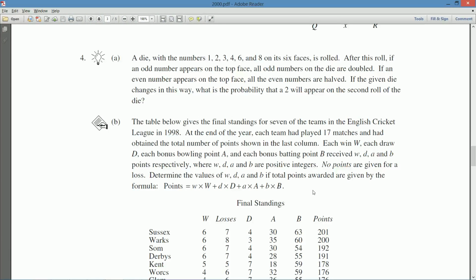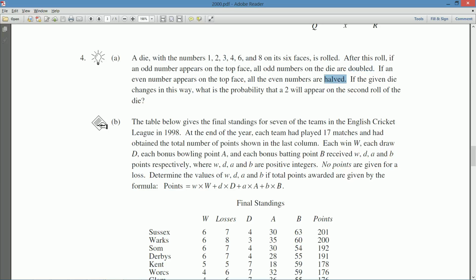So, A says, a die with numbers 1, 2, 3, 4, 6, 8 on its 6 faces is rolled. After this roll, if an odd number appears on the top face, all odd numbers on the die are doubled. So we roll our die, maybe a 3 pops up, then on the die, we erase the 1 and the 3, we draw in a 2, because that's 2 times 1, and a 6, because that's 2 times 3. The numbers are doubled. If an even number appears on the top face, all the even numbers are halved.